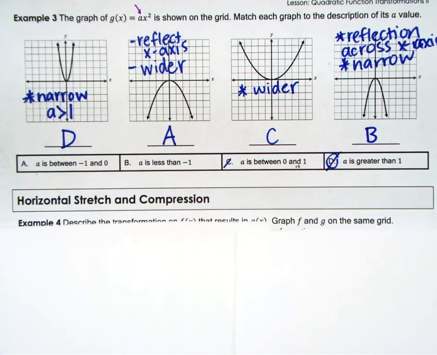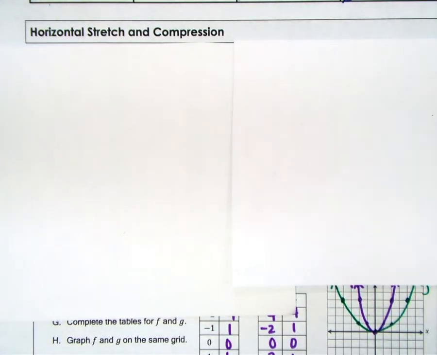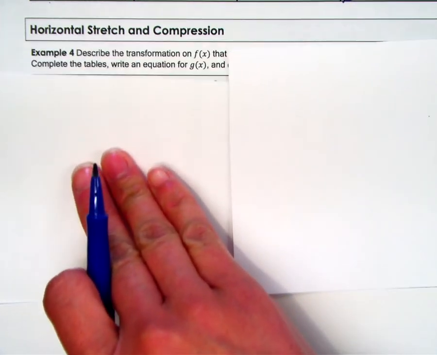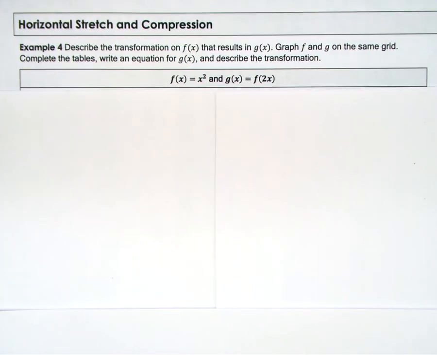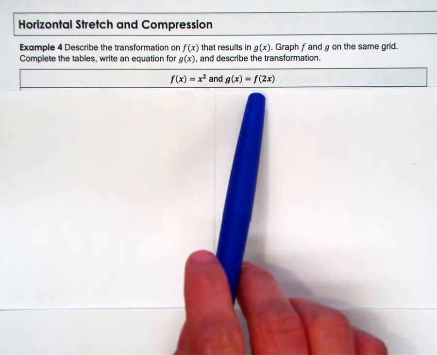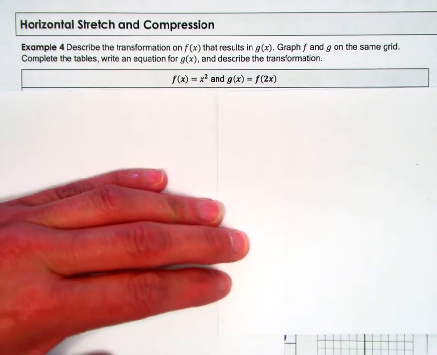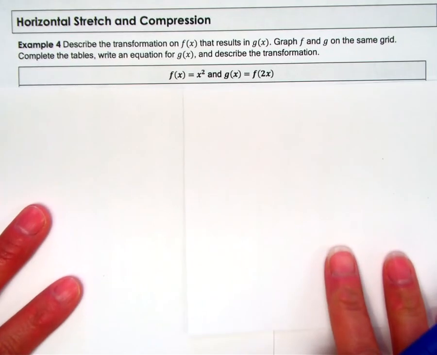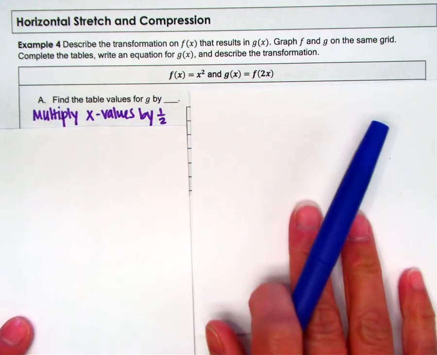All right, let's go ahead and look at horizontal stretch and compression. When we're looking at horizontal stretch and compression, you want to recognize that this is on the inside of the parentheses, and it's the opposite, right? It's a reciprocal. So if we have f of x equals x squared and g of x equals f of 2 times x, that's multiplication on the inside. This is either a horizontal stretch or a compression based on that description. So I want to recognize it's the opposite of what's on the inside. It's a reciprocal. So I'm going to be multiplying the x values by 1/2.